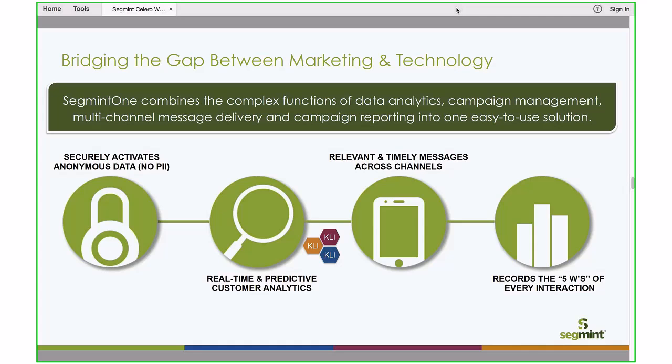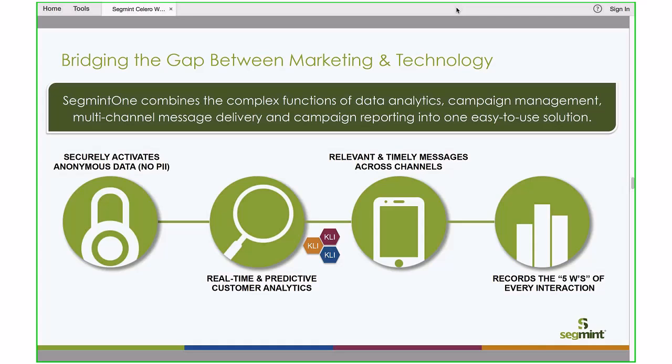So these KLIs can be assigned to people on a one-to-one basis at the individual level, and they can be everything from what products they have with your institution to how they're living their lives, what type of transactions they're making. Are they a golfer? Are they a coffee drinker? So forth and so on. And you'll see a lot more about that.